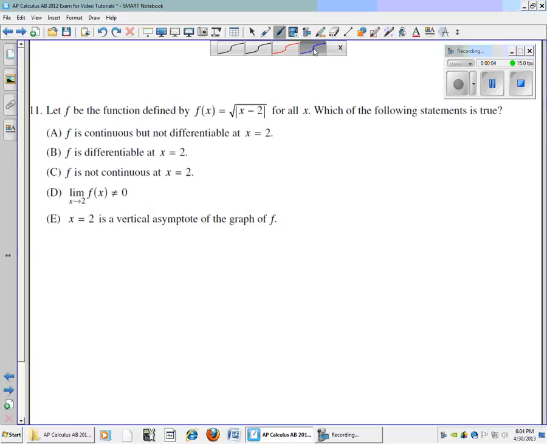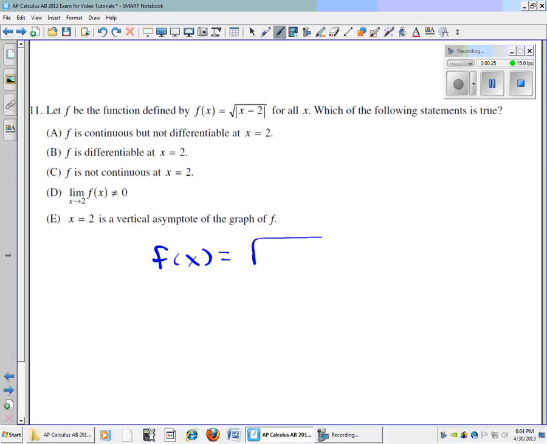This is problem number 11 of the 2012 AP Calculus exam. Let f be the function defined by f of x equals the square root of the absolute value of x minus 2 for all x. Which of the following statements is true? Well, let's begin by looking at the graph of f of x.